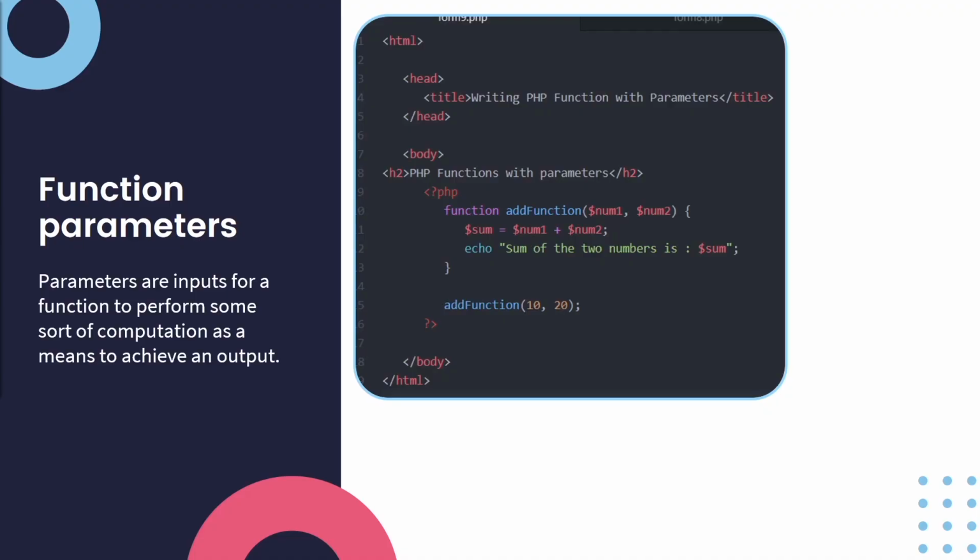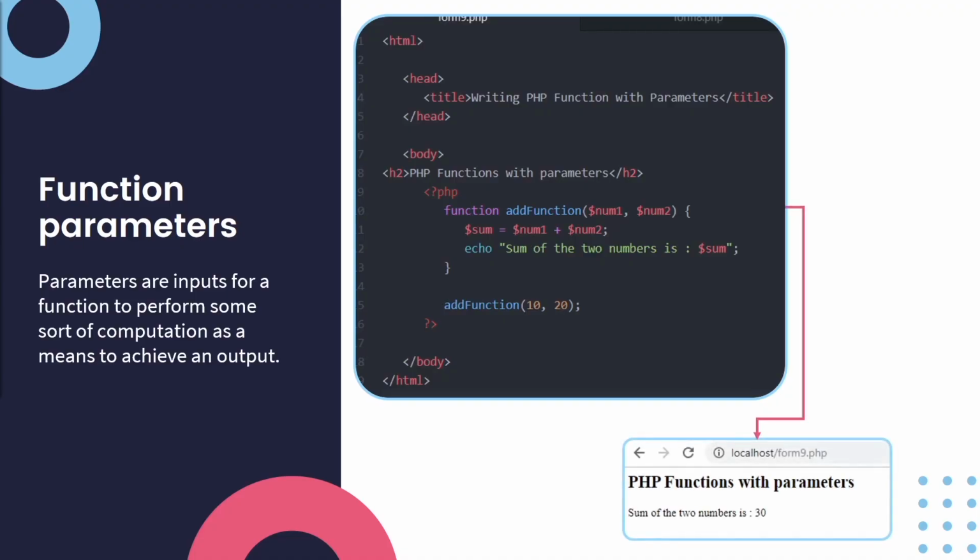So over here, we've got a block of code with some HTML and some PHP in between. And this is what our end result looks like. Essentially, we use the function keyword. This is how we create a function. We then give that function a name. In this case, this is called add function. We then specify that this function takes in two parameters known as num1 and num2. Notice that they are created as variables.